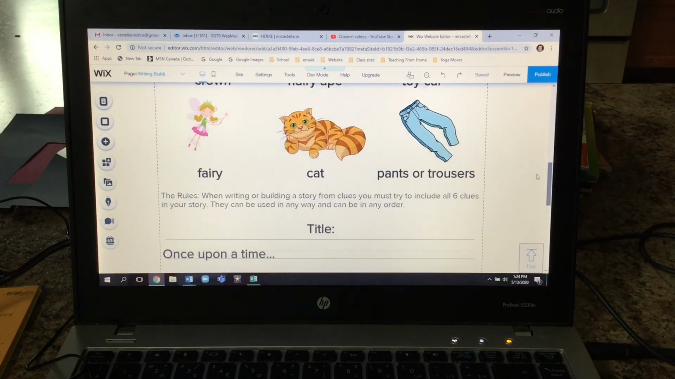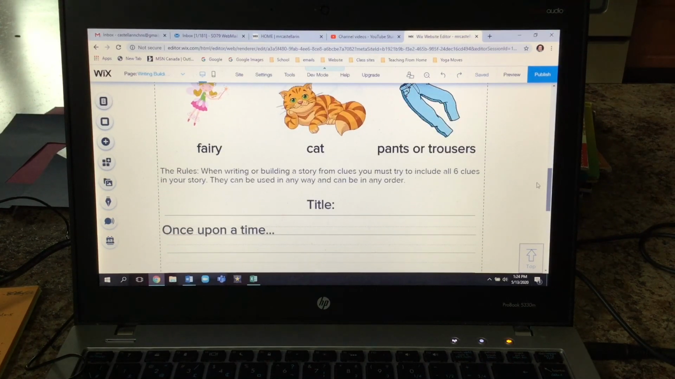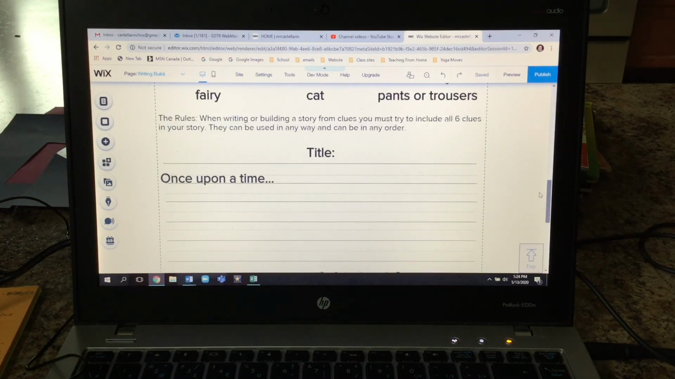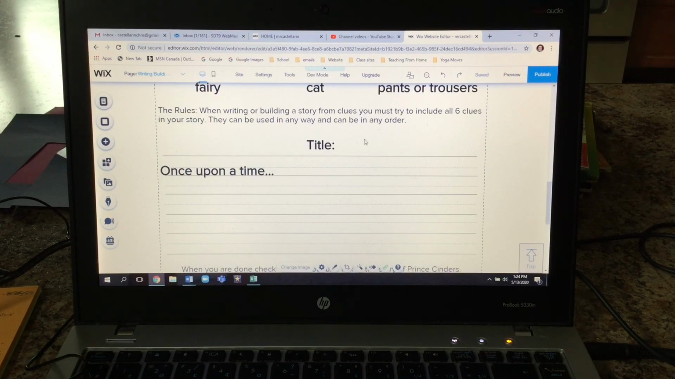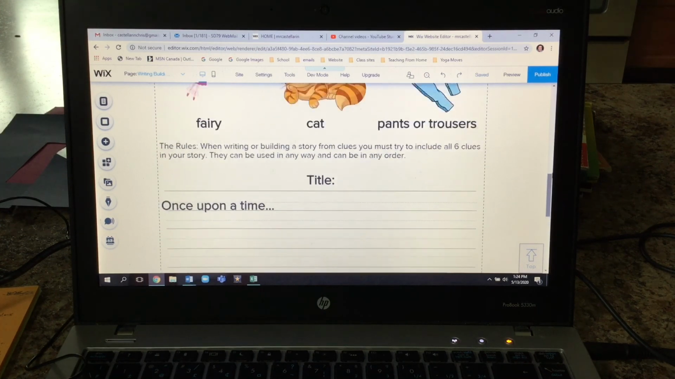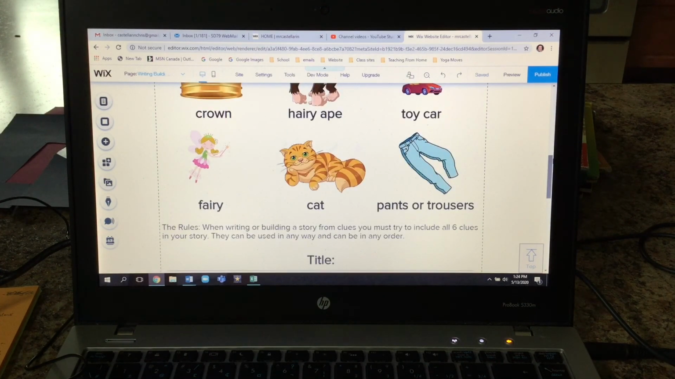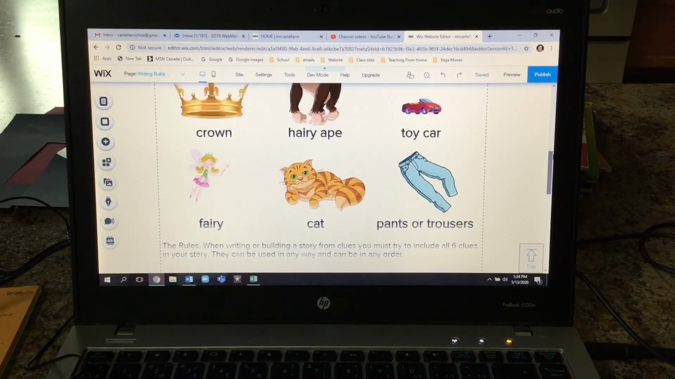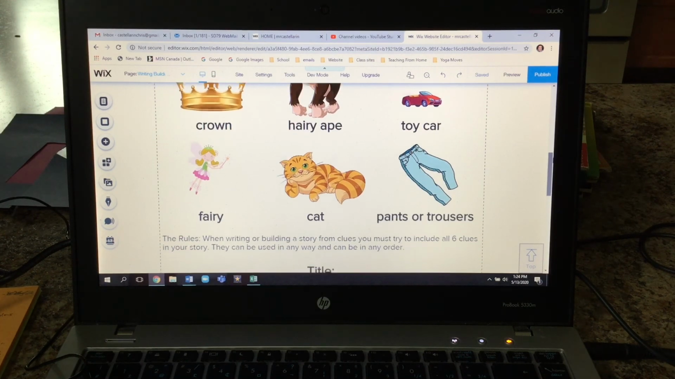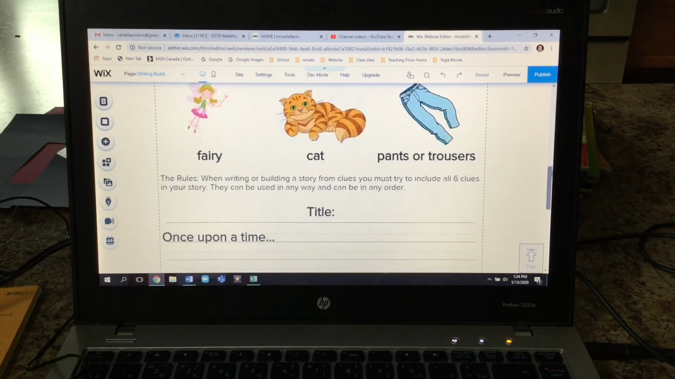So on your writing area of your writing book or on a worksheet, maybe include a title to your story, right in here. And then a lot of fairy tales start as once upon a time. And then try and include something in your story that has a fairy. Somehow in your story, a hairy ape. Maybe a prince or a princess or a king or someone wearing a crown. A toy car. A cat. And I guess somebody wearing some pants.